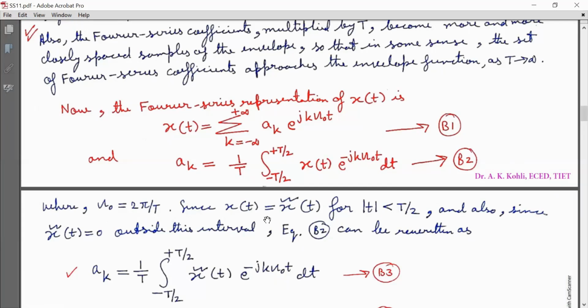Now, since x(t) is equal to x̃(t) for magnitude t less than T/2, and also since x̃(t) is equal to 0 outside this interval, equation B2 here can be rewritten as a_k is equal to 1 by T integration from minus T/2 to T/2 x̃(t) e raised to minus j k Ω0 t dt, mark it as equation B3 based on this. That is, x(t) is equal to x̃(t) for magnitude t less than T/2.